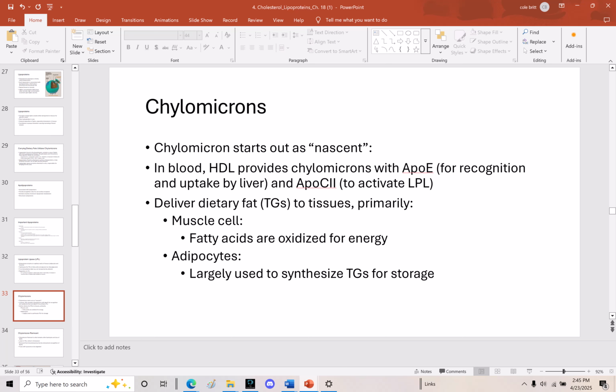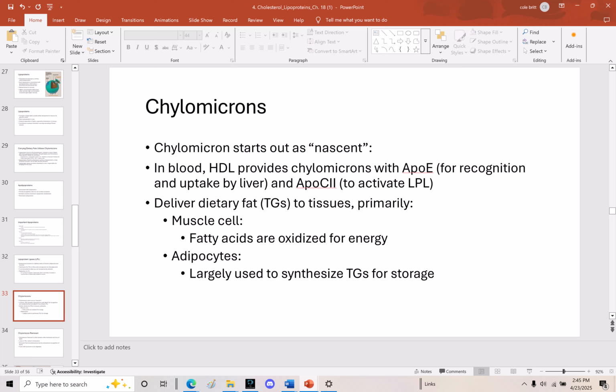Chylomicrons start out as nascent. What does that mean? They're new. They don't have all of the life skills yet to do their function. In the blood, HDL has to provide the chylomicron with ApoE, again for recognition by the liver, and ApoC2, which activates LPL. So that's just a repetition from an earlier slide.